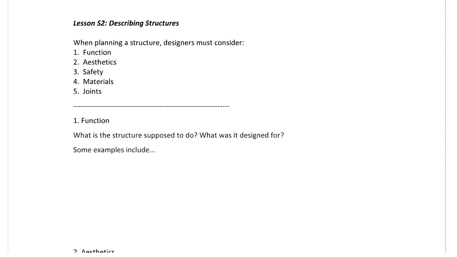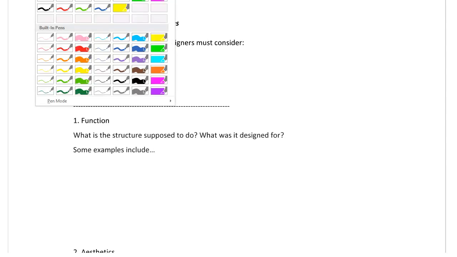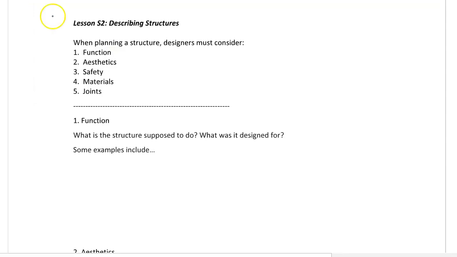Okay, welcome everybody. This is lesson S2, specifically on describing structures. Now, there's 5 things when we're planning that we have to consider. And so they're function, aesthetics, safety, materials, and joints. The first and definitely the most important is the function.